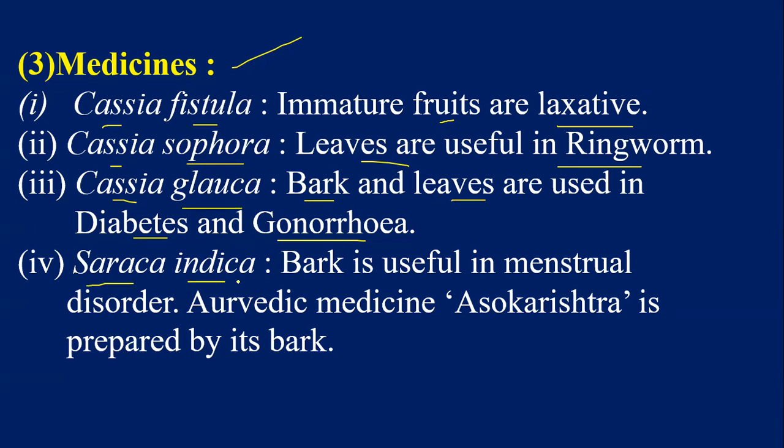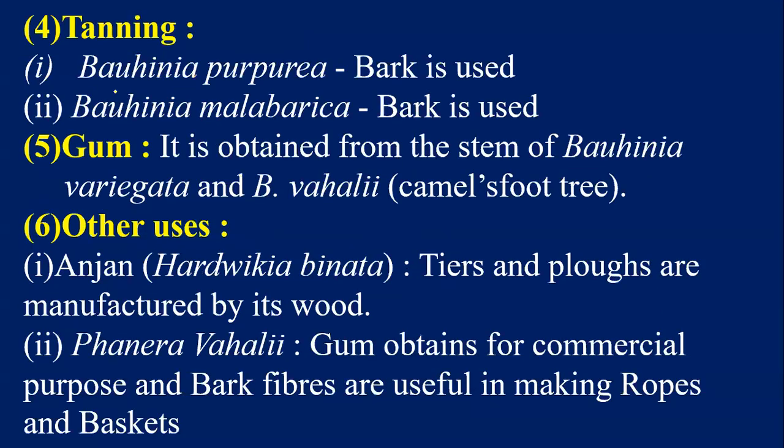Saraca indica: the bark of Saraca indica is useful to rectify menstrual cycle related disorders. In the field of Ayurvedic medicine, Ashokarishta is prepared from its bark. So these are all valuable plant species which, in the field of medicine, we are using to treat some kinds of disorders.